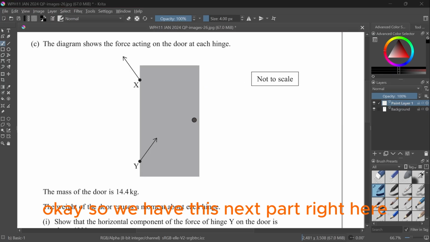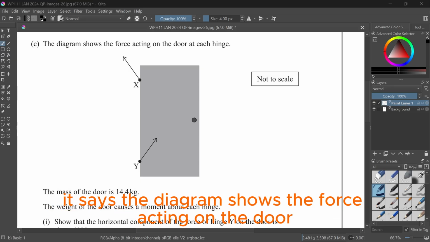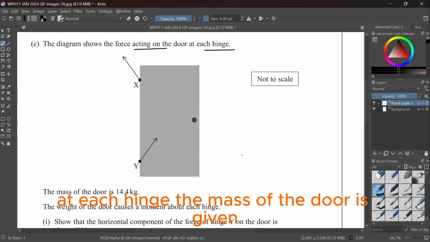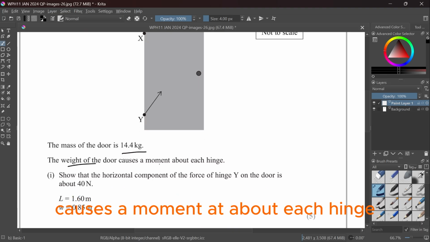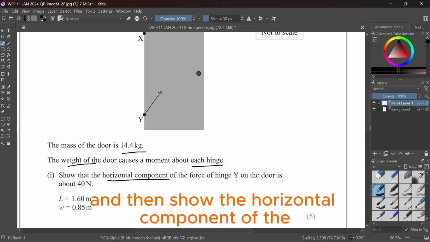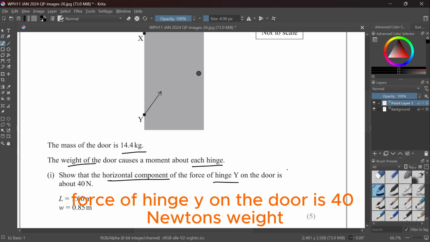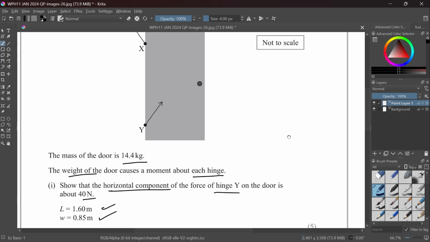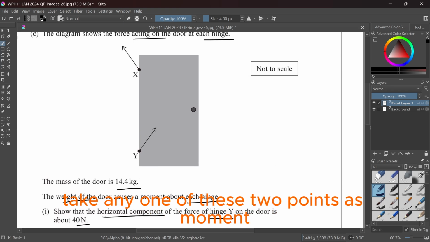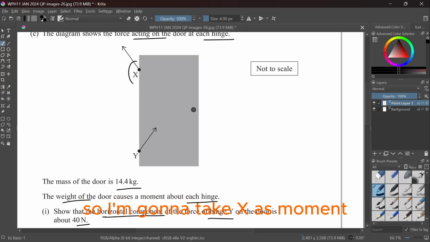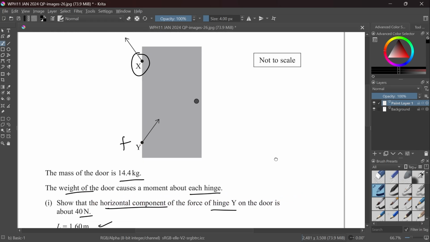Okay, so we have this next part right here. It says the diagram shows the force acting on the door at each hinge. The mass of the door is given. The weight of the door causes a moment about each hinge, and then show that the horizontal component of the force of hinge Y on the door is 40 newtons. Length and width is given. Okay, so we need to take any one of these 2 points as moment. So I'm going to take X as moment because we need values from Y. We need the force from Y.